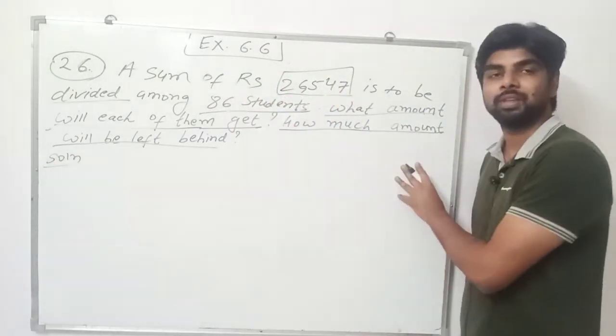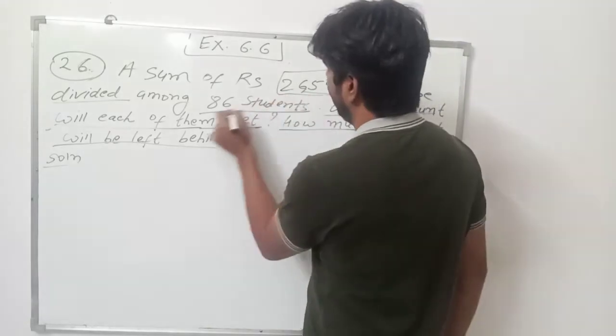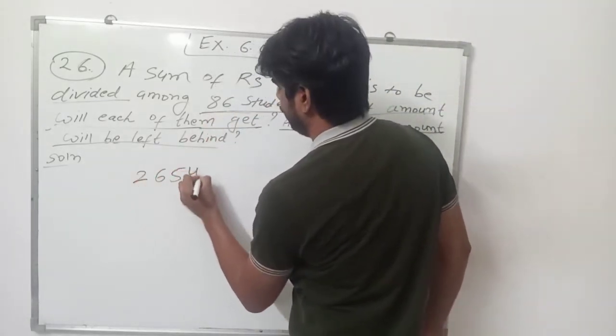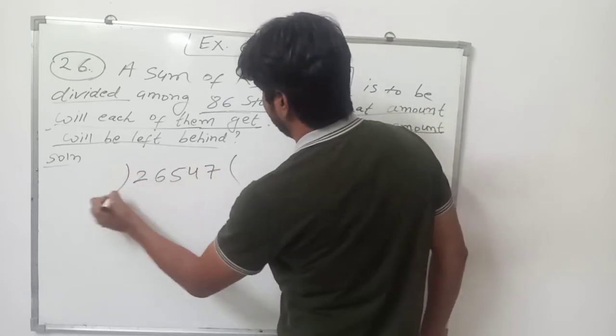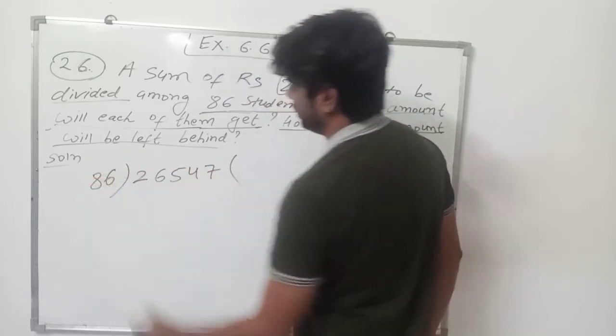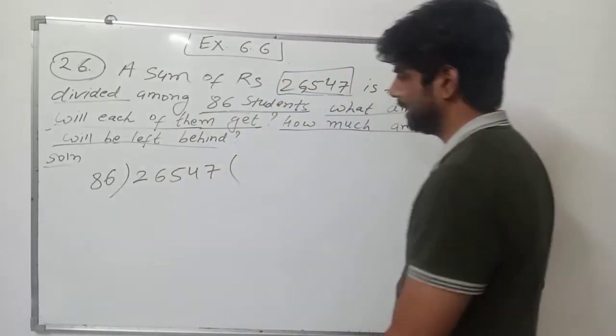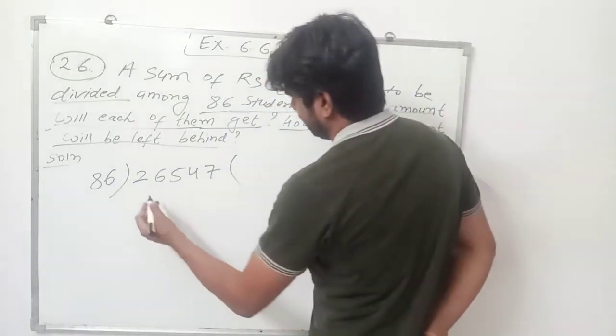So what will we do? We will divide this amount by 86. That is 26547, and this we have to divide among 86 students. So we will divide this amount by 86. Let's see what will be the answer.